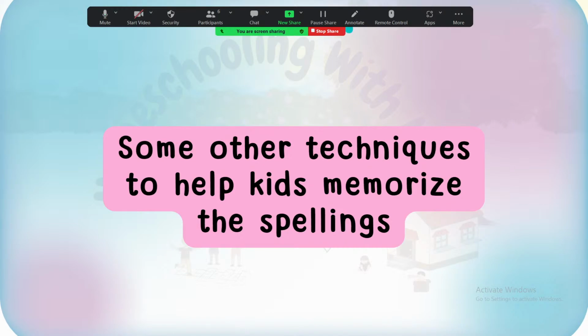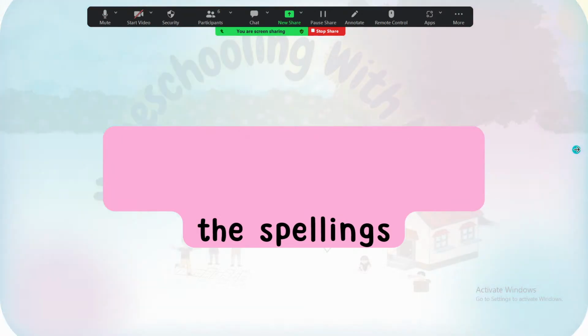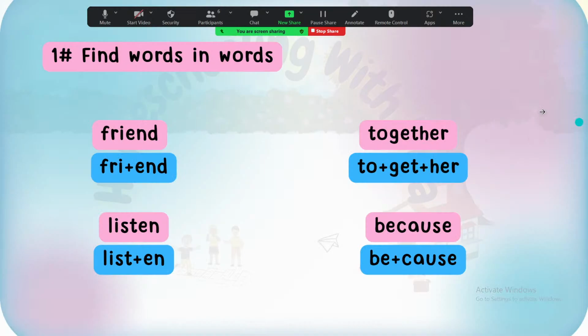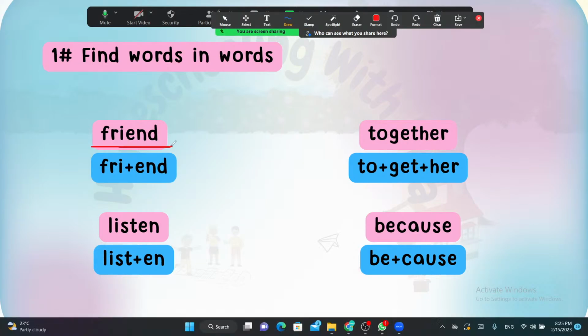Some other techniques to help kids memorize the spellings. Find words in words. Now, if you see the word friend, the most commonly used but again irregular spelling. So this is a tricky word for kids, but they use it a lot. So how can you help them to memorize that? Tell them, do you know the fry of Friday? They mostly know the spelling of days of the week. So fry plus end. Fry and. If you write fry and, it will be friend.